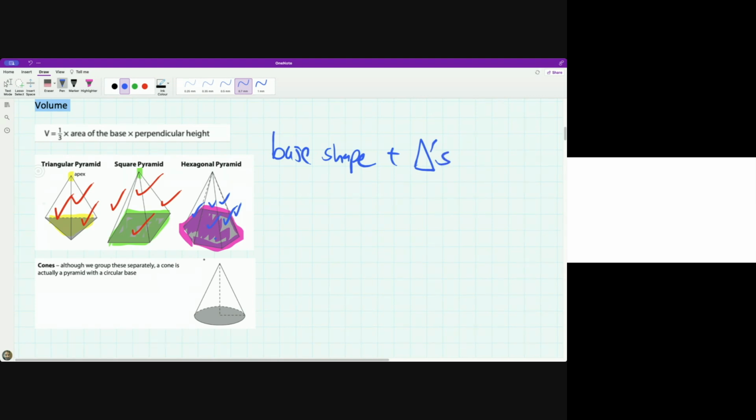A cone is kind of just like a pyramid, except it has a circular base.